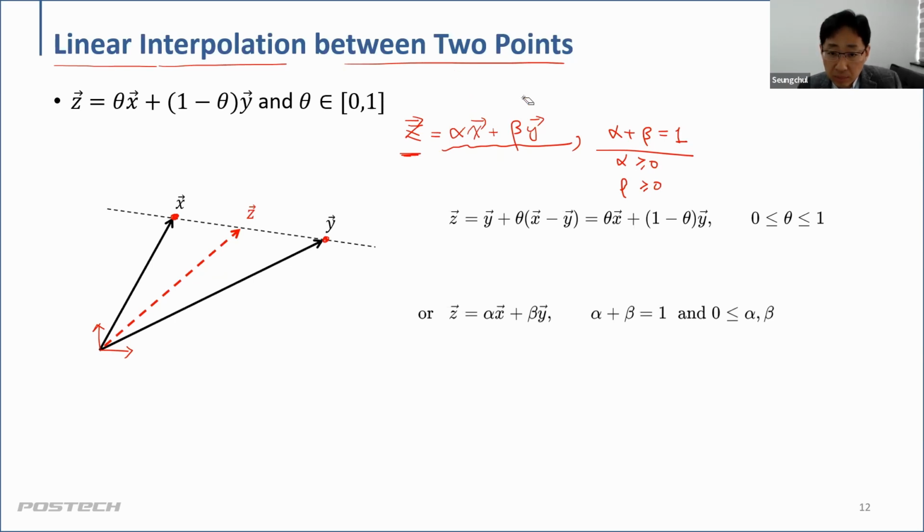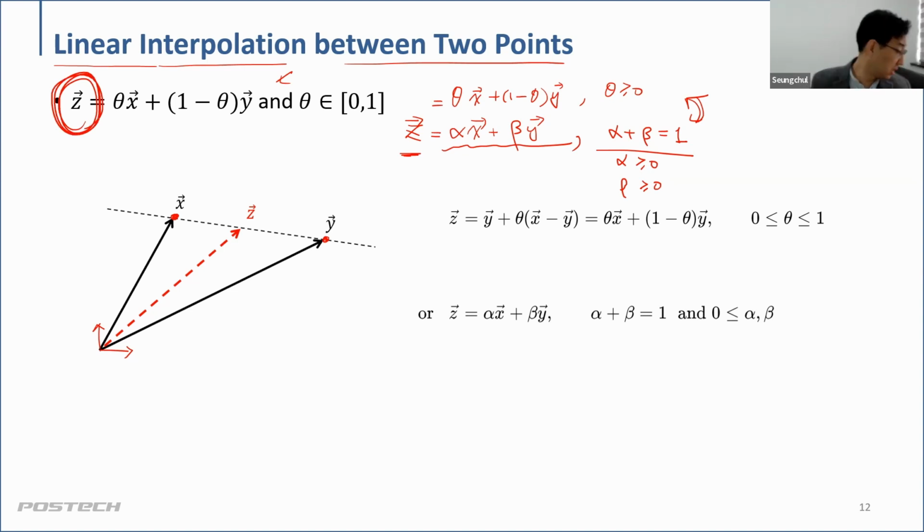You can do the same like here. What you can do is theta x plus theta y, and these 2 are basically equivalent. You can say alpha and beta, and the summation of them is equal to 1, or you can define it as theta and beta is 1 minus theta, they are the same. And in that case, what's the geometric meaning of z? Anybody?